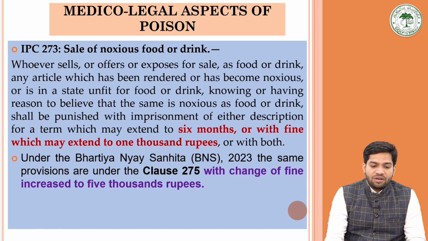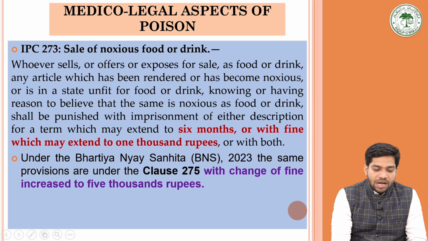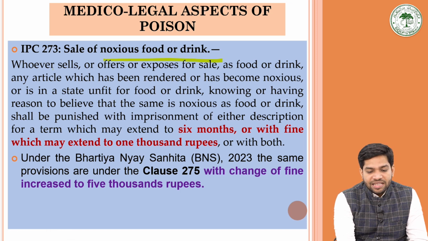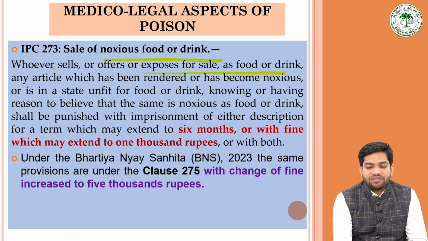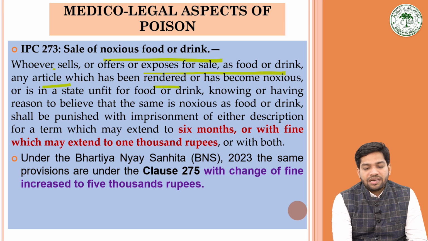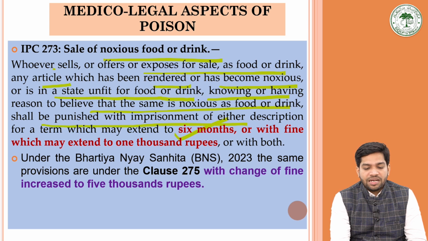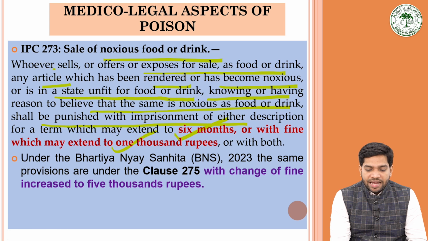Then 273 of the IPC is the sale of noxious food or drink. Whoever sells or offers or exposes for sale as food or drink any article which has been rendered or has become noxious or is in a state unfit for food or drink, knowing or having reason to believe that the same is noxious as food or drink, shall be punished with imprisonment of either description which may extend to 6 months, or fine which may extend to 1000 rupees. Again, this has been included in BNS 275 with the fine increased to 5000 rupees.